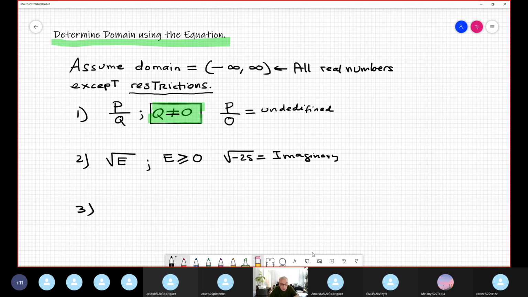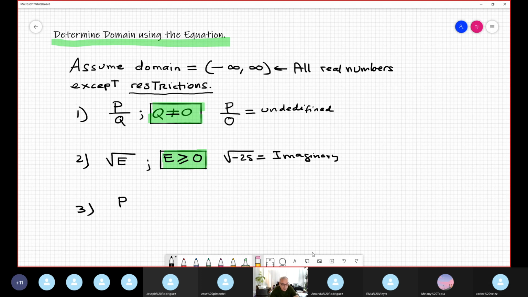So remember, for a radical, the expression inside the radical must be non-negative. And basically, when you are doing this restriction, the thing that you should do is solve this inequality. Now we have a combination. Three is one and two together.